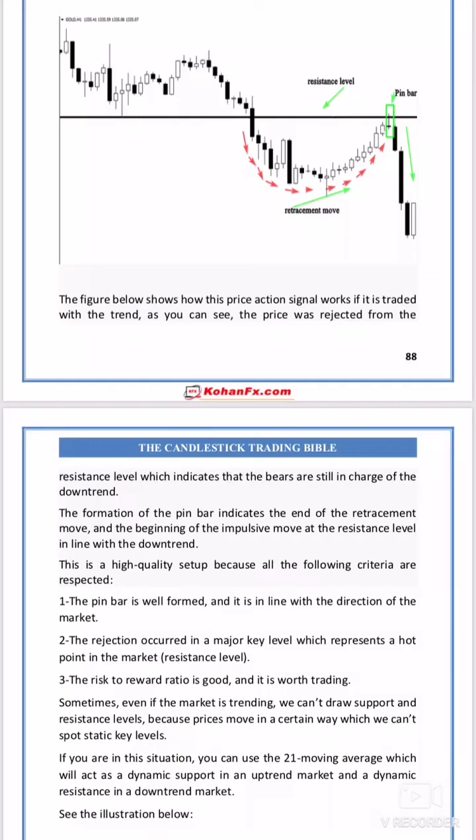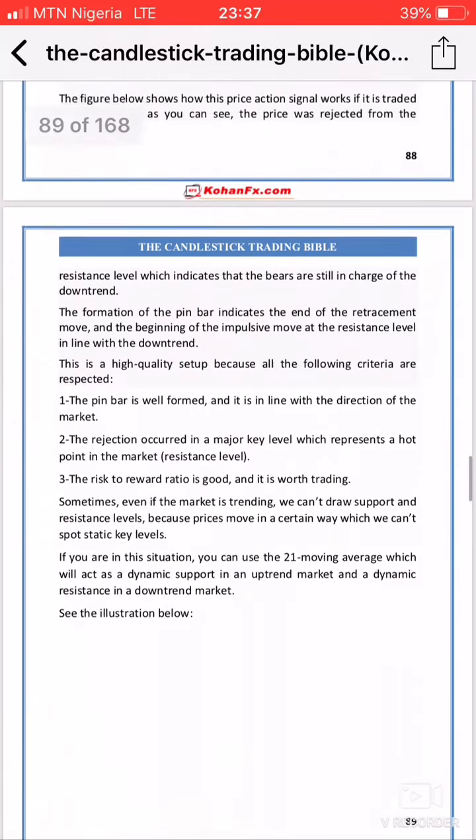Sometimes, even if the market is trending, we can't draw support and resistance levels because prices move in a certain way in which we can't spot static key levels. If you're in this situation, you can use the 21 moving average, which will act as a dynamic support in an uptrend market and a dynamic resistance in a downtrend market. See illustration below.